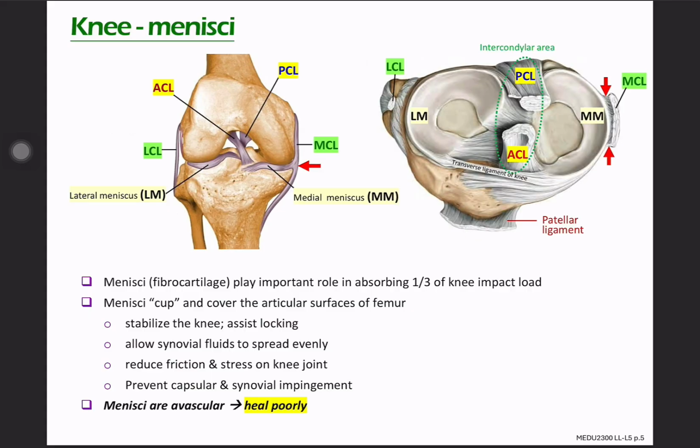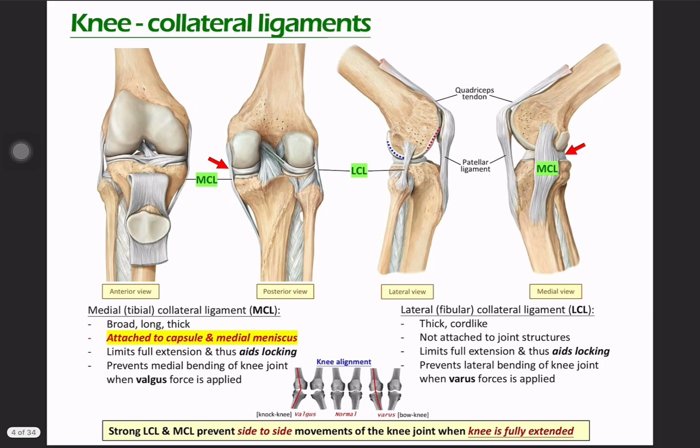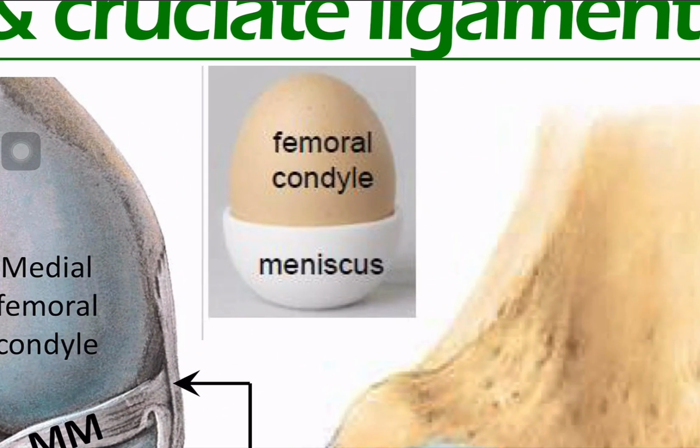The meniscus is a C-shaped fibrocartilage structure that deepens the articular surface of the tibial plateau to better accommodate the convex femoral condyle. It's difficult to imagine, right? So take this one as the analogy. Take our egg here as the femoral condyle and the egg cup here as the meniscus.